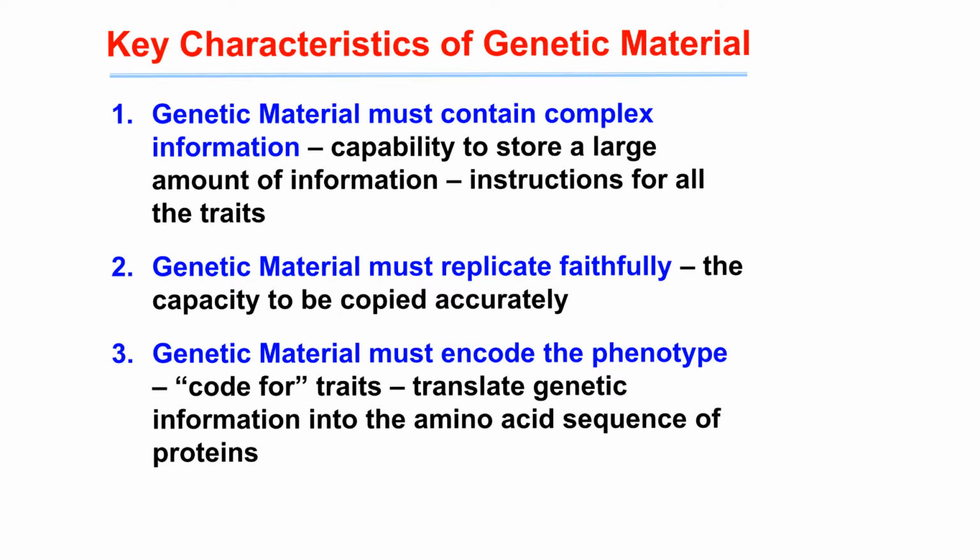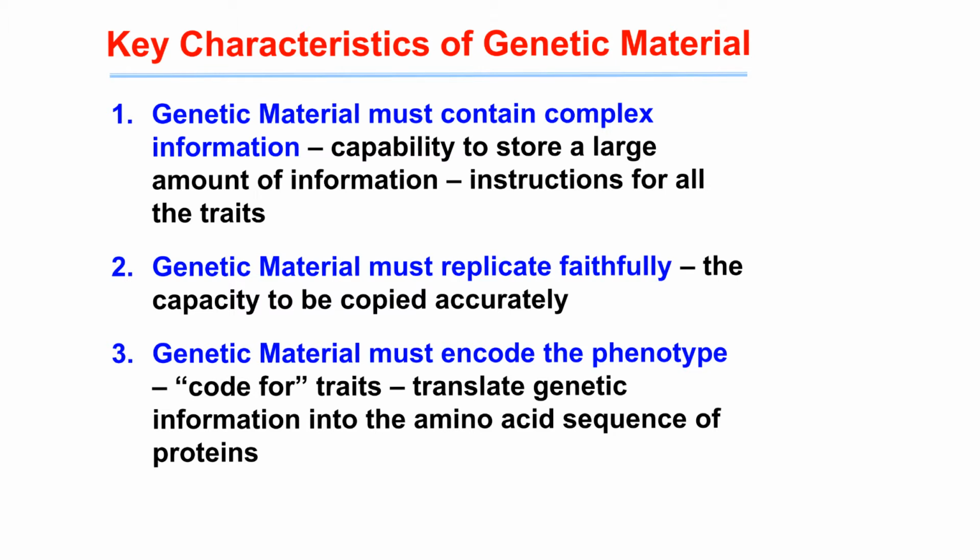Secondly, genetic material must replicate faithfully. Imagine we all start as one cell, a fertilized egg, a zygote, and the zygote replicates billions of times. There are billions of cellular divisions. Imagine if the replication is not faithful. It would end up in many deformations, malformations, diseases, and so on. So genetic material must have evolved mechanisms which assure that replication is faithful.